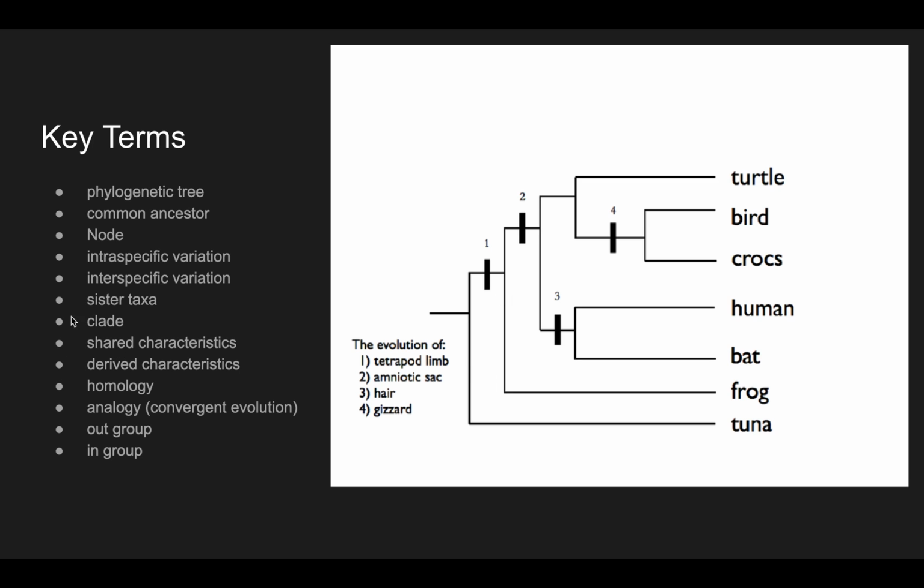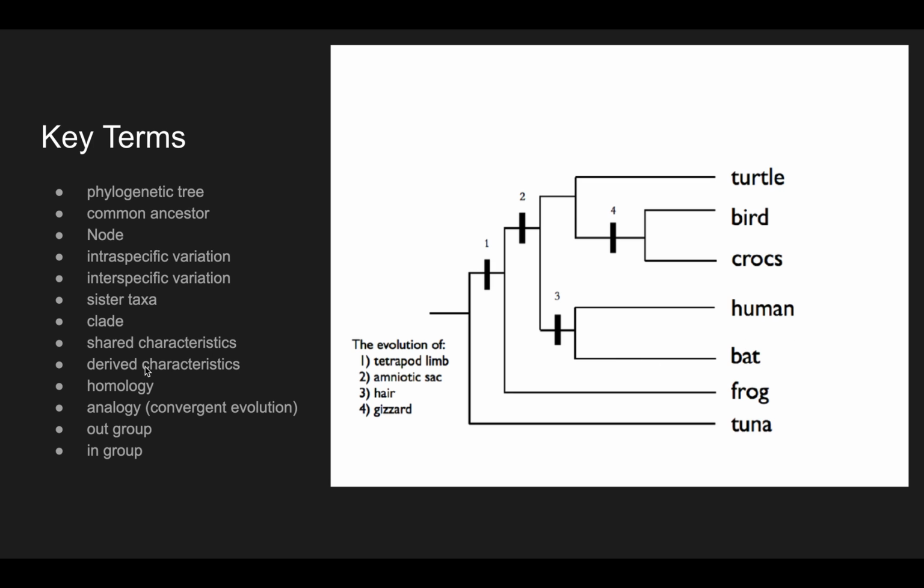And then a clade, right? So a clade is similar to the definition of taxa. You're talking about all the organisms that share a common ancestor. So this can be a clade: crocs, birds, turtles. You can talk about this whole thing as a clade. You can talk about humans and bats as a clade. It's really subjective as to how you define it. So then shared and derived characteristics.